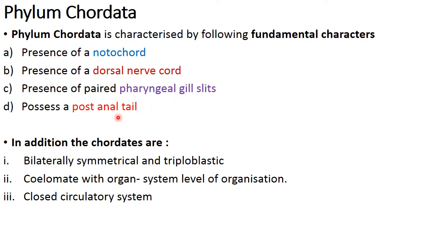Fourth diagnostic feature of a chordate will be the presence of a post-anal tail, which is a posterior extension of the body, and it is used for locomotion. But in humans and apes, the tail is absent and it's present only during the embryonic development. In addition, there are other chordate characters, but a few are listed here: bilaterally symmetrical, triploblastic, coelomate, with organ system level of organization, and closed circulatory system.